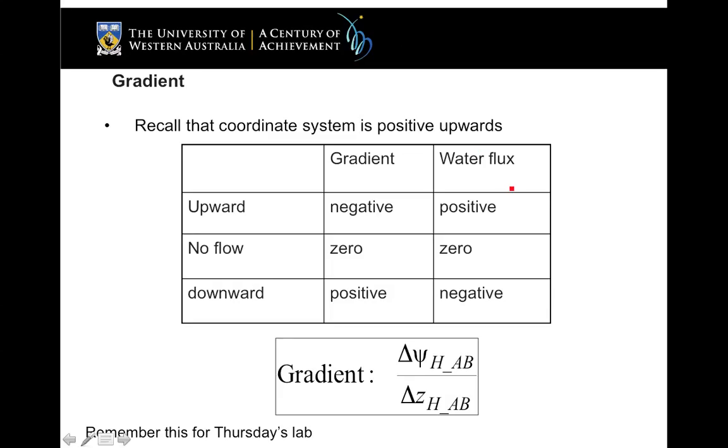So that's the water flux. However, if the hydraulic gradient is upwards, the water flux is defined as being positive, because we define our coordinate system as being positive upwards. If the hydraulic gradient is 0, the water flux is 0, right? Doesn't flow in any direction. If our hydraulic gradient is positive, the water flows downwards, and the water flux is defined as being negative, because we've defined positive as being up.